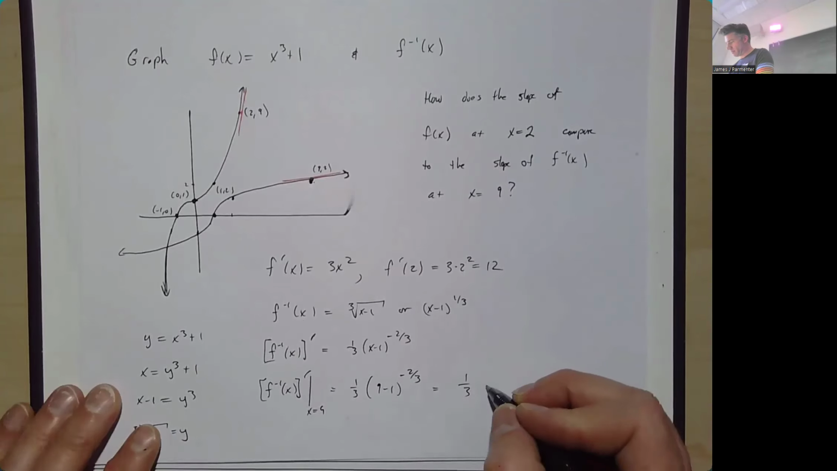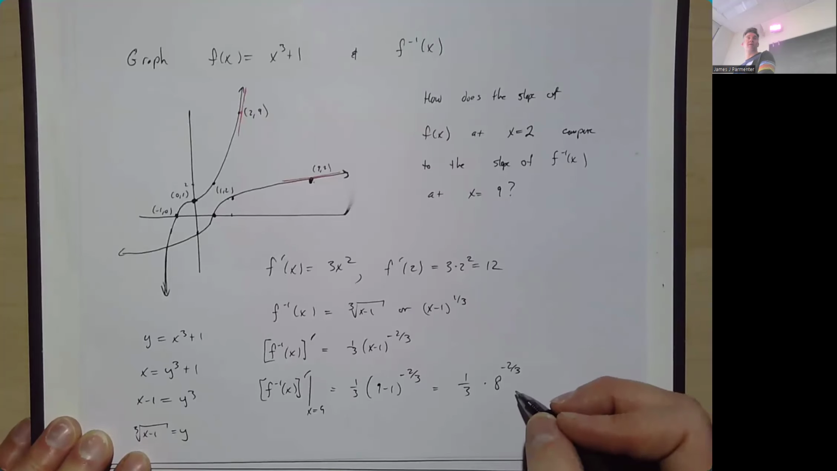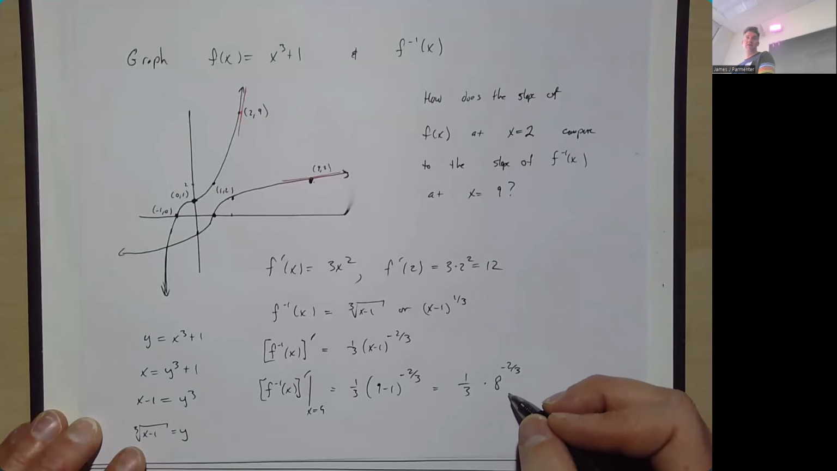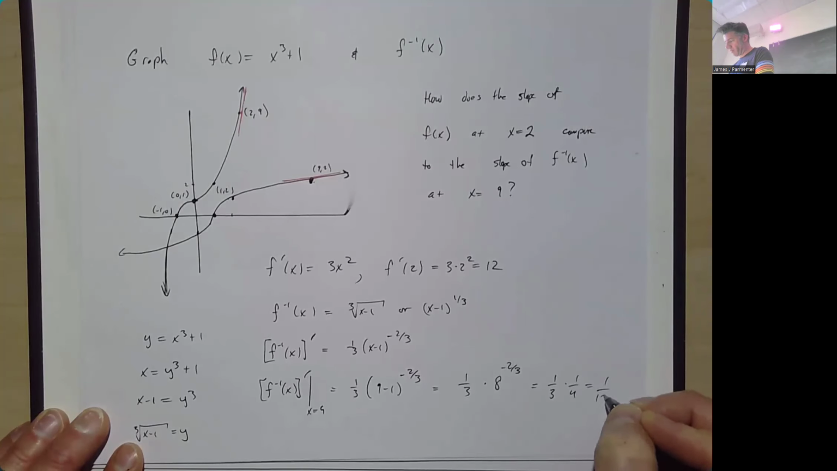Okay, let's see. 8 to the 1/3 power is the cube root of 8, which is 2. 2 squared is 4. 2 to the negative second is 1/4. So look, we get 1/3 times 1/4, which is 1/12.